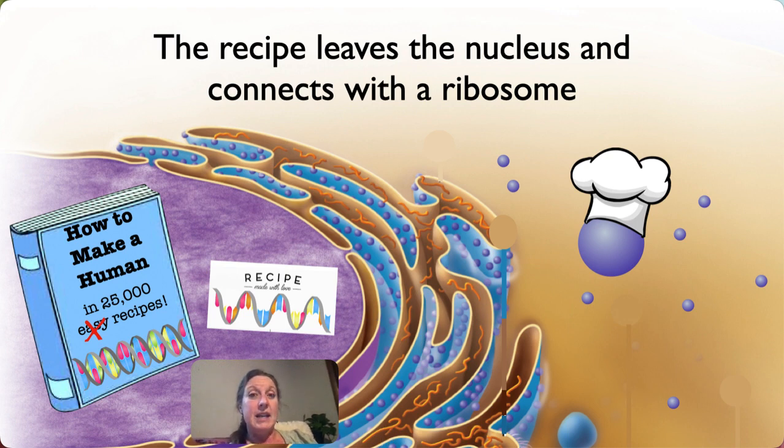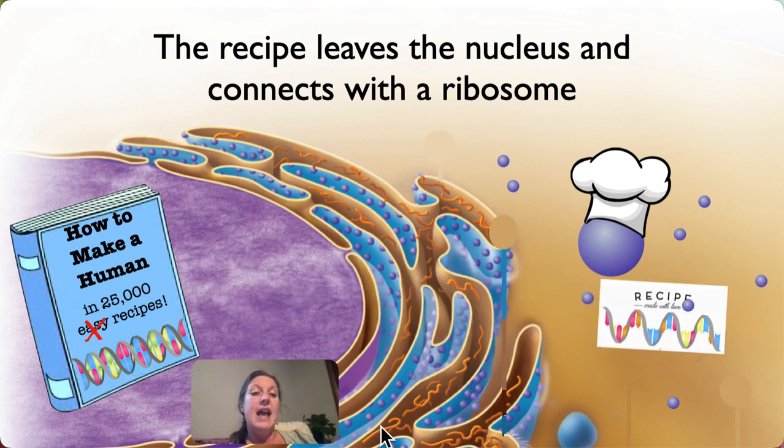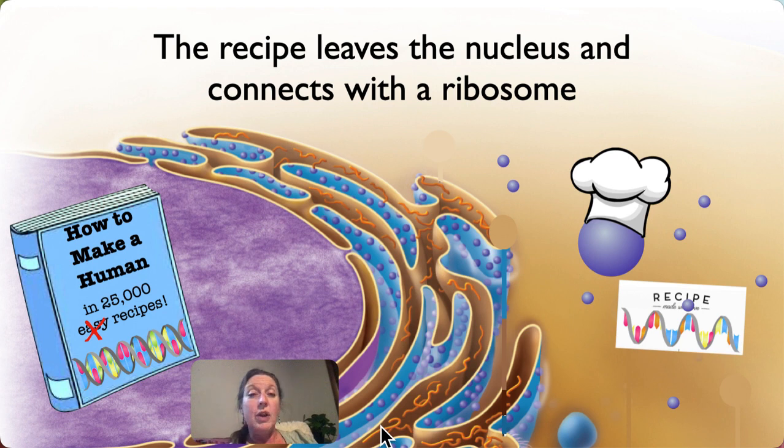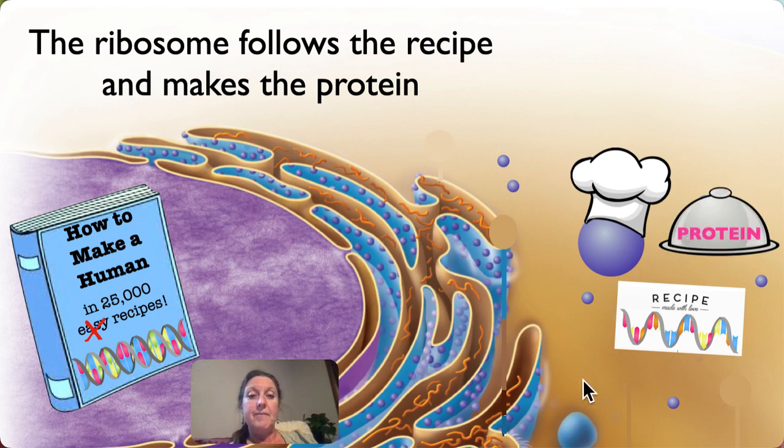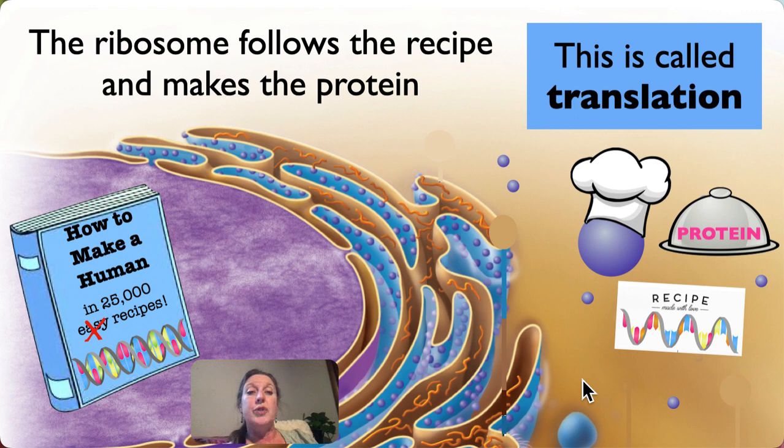Now, the recipe can leave the nucleus and it connects with a ribosome either on the rough ER or in the cytoplasm. The ribosome then follows the recipe and makes the dish, the protein. And this is called translation. In translation, we're changing languages from a nucleic acid language to a protein language, or nucleotides to amino acids.